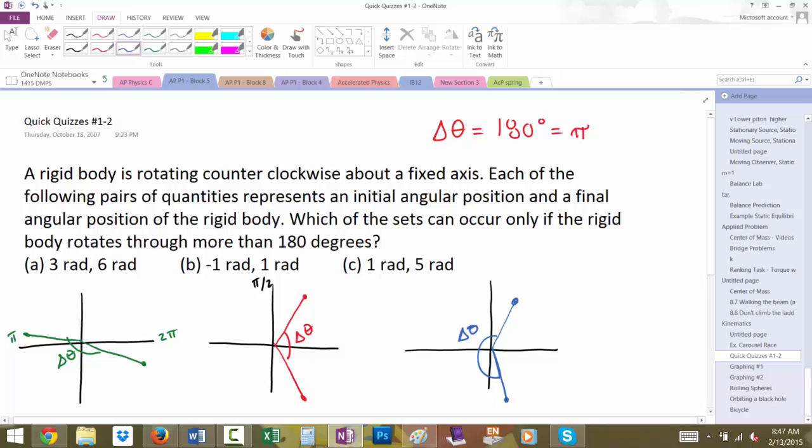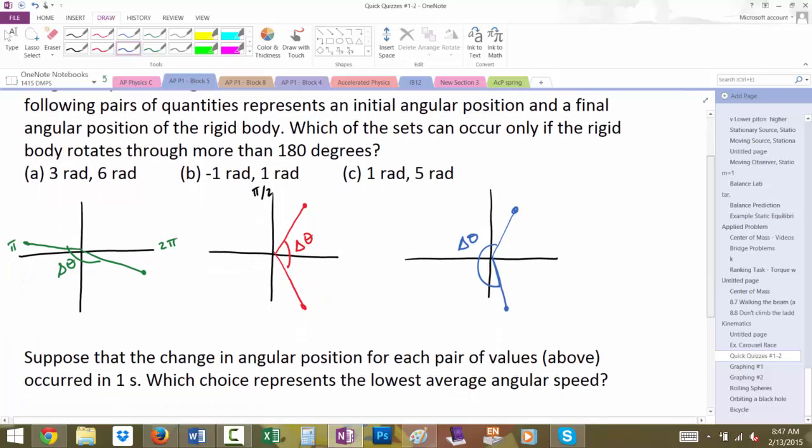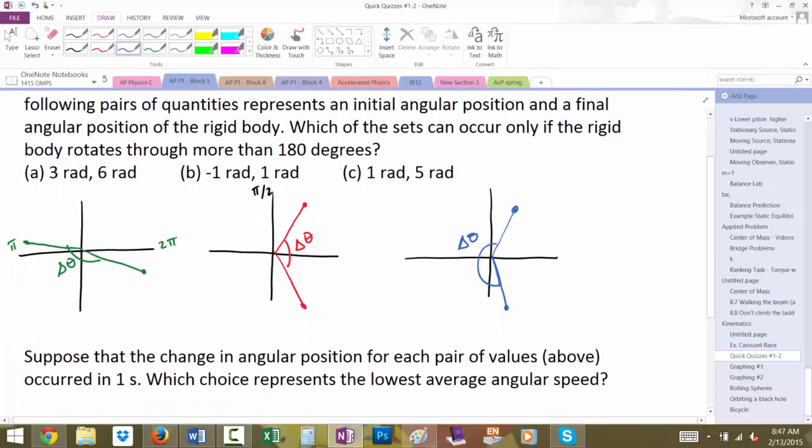All right. The second part said, suppose that this change in angular position for each pair of values occurred in 1 second. Which choice represents the lowest average angular speed? Angular speed is marked with what letter? Omega.